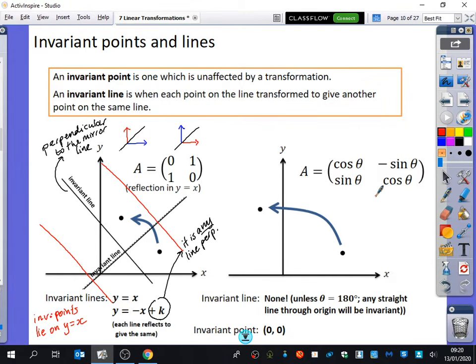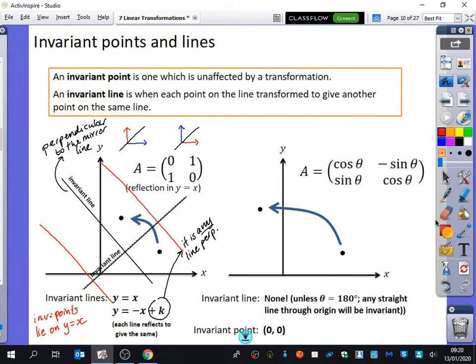Because if you think about any of the lines to begin with, if they rotate a bit, they're not going to be in the same place. But it does say here, unless theta is 180 degrees. But then it's just becoming a rotation. If it's 180 degrees, you'd think about what ones you might have there. Any straight line through the origin would be invariant if you rotated it 180 degrees. And the only invariant point is 0, 0, okay?